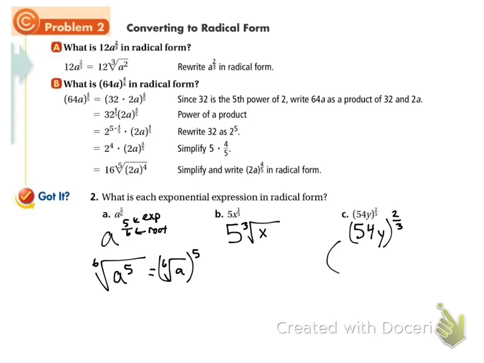So I'm going to rewrite this: 27 times 2y. So the only thing I did is I changed what 54 looked like, right? 27 times 2 is still 54. It just looks a little different.